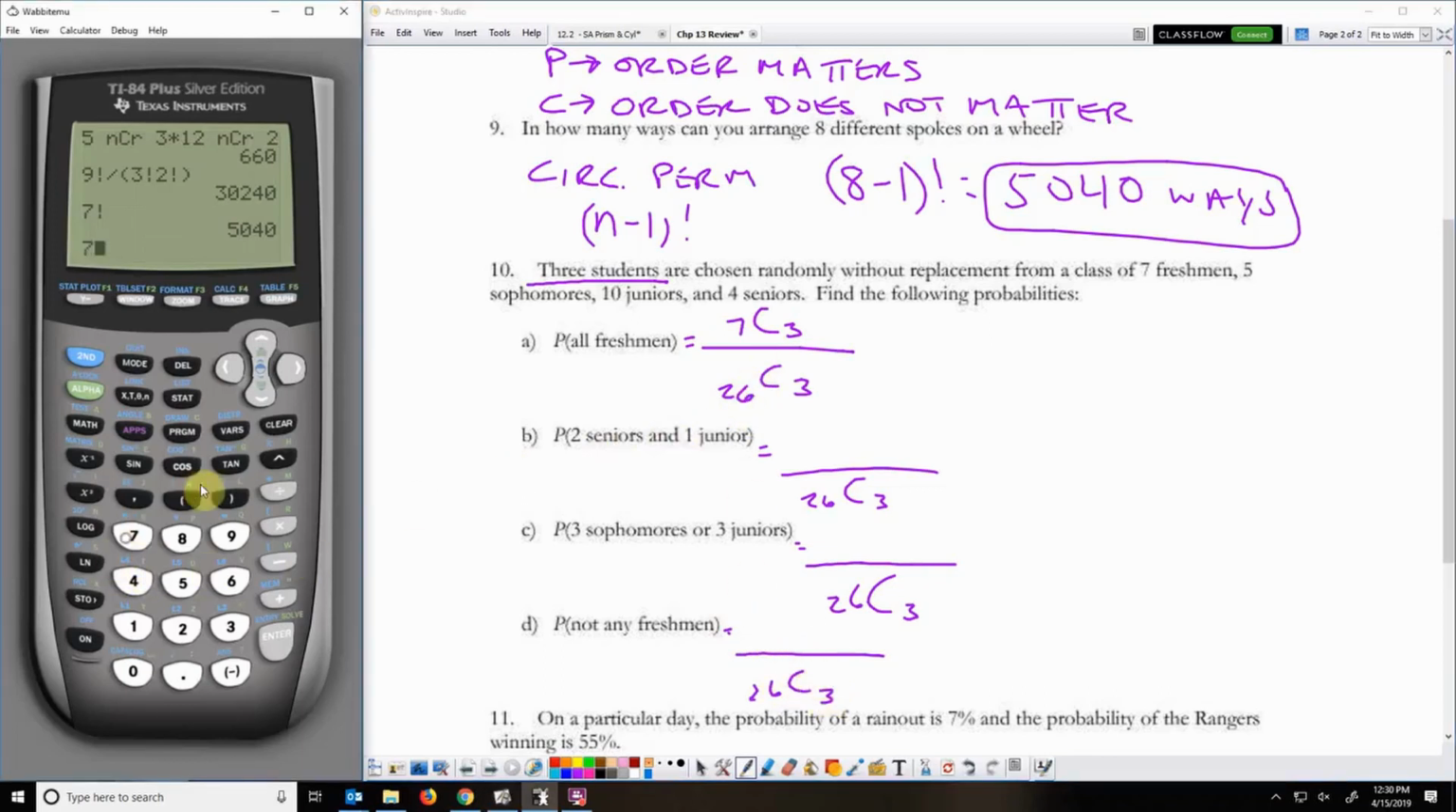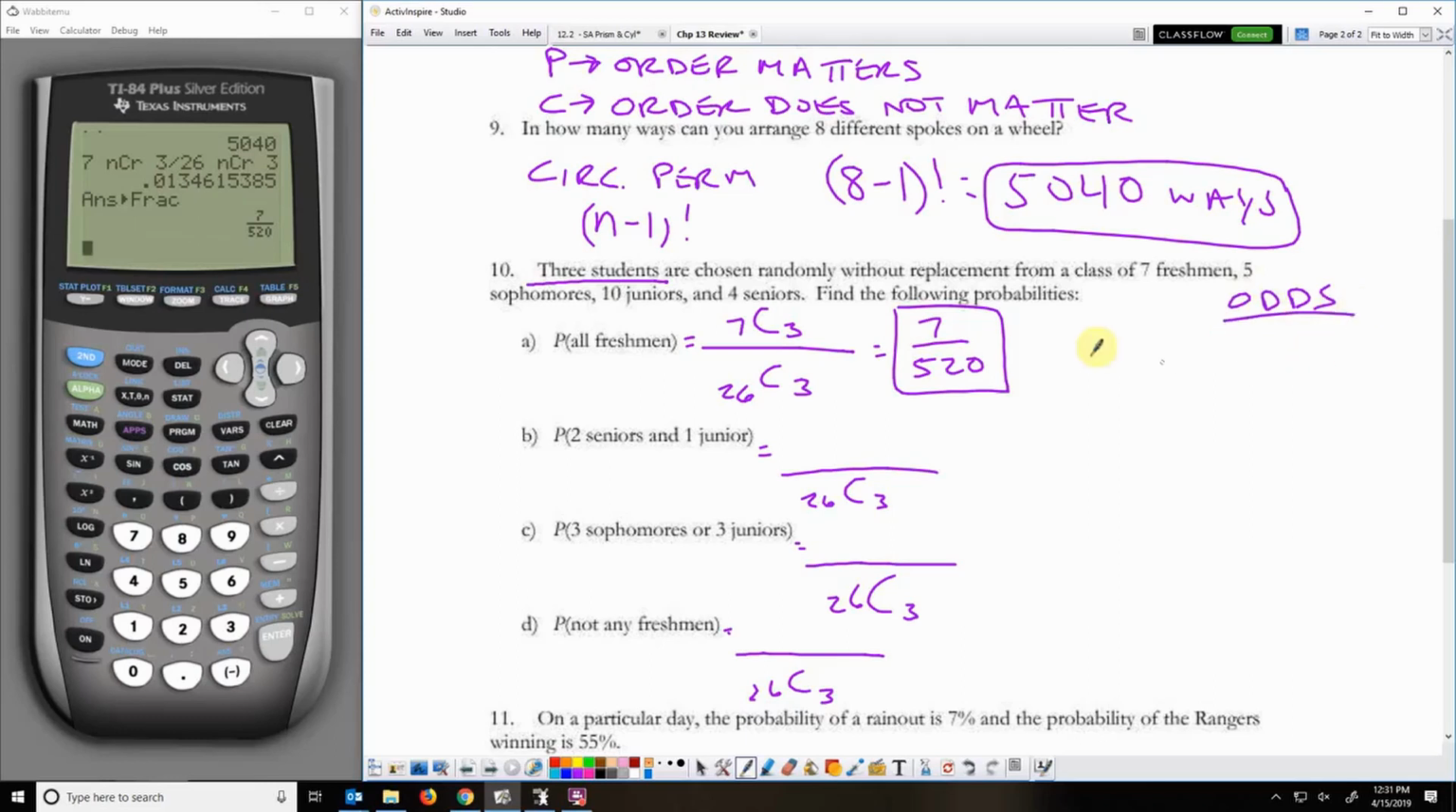Okay, so 7C3 divided by 26C3. And I'm going to ask for this as a fraction. Math, enter. 7 over 520. Okay, so that's your probability. Now I want to add to this the odds. If there's 7 ways out of 520 for success, 520 minus 7 tells me that there's 513 ways of failure, so that's 7 over 513. That would be my odds.